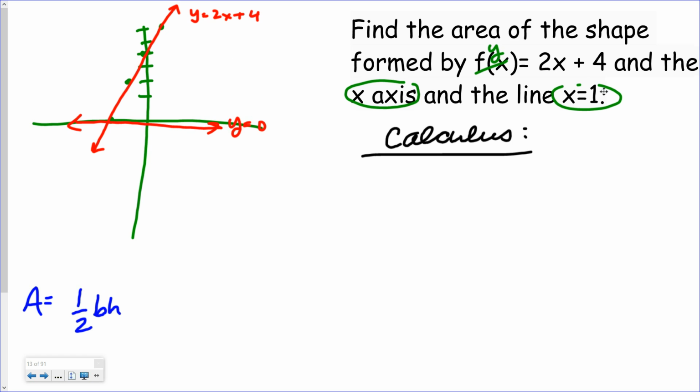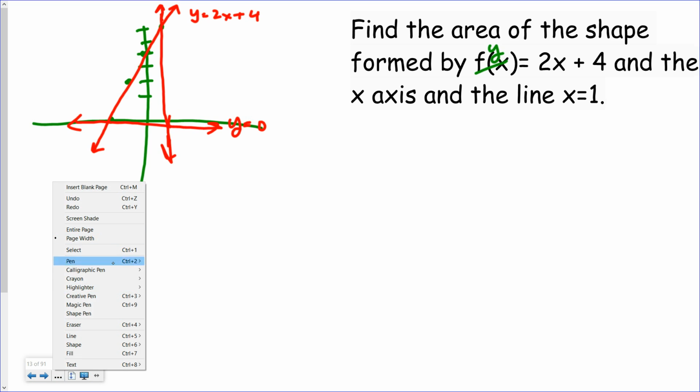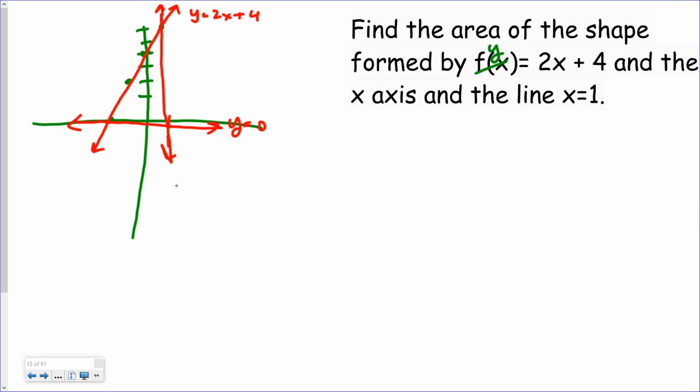What does the x equals 1 line look like? Is it horizontal or is it vertical? X equals 1 is going to be a vertical line through x equals 1. So here's 1. So it's going to be a line that looks like this, a vertical line. Okay, and let's go ahead and shade the region that is bounded by these three graphs. It's very important to shade in this unit. It helps you to see your boundaries, and that's pretty important.